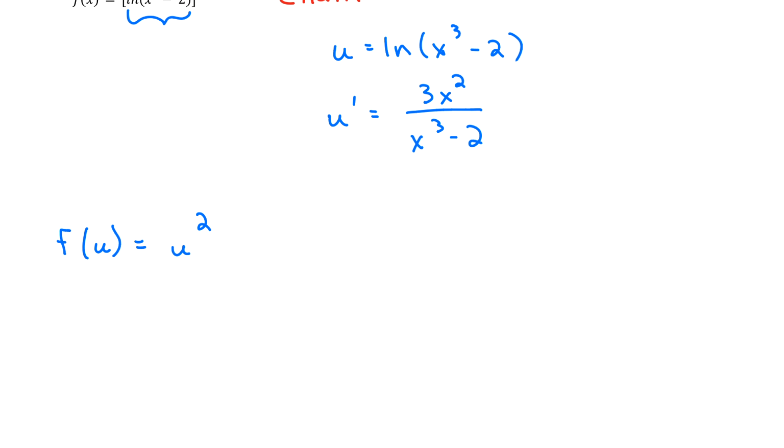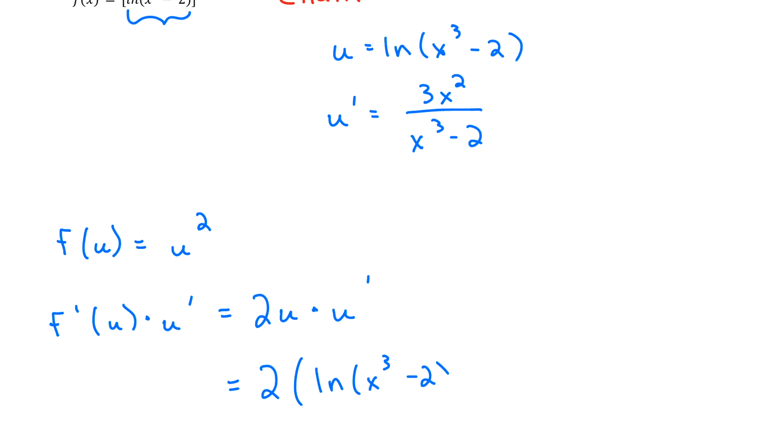So I'm going to go ahead and take the derivative now. For our chain rule, we know we need f prime of u, but we also are going to have to multiply by u prime. So the derivative of u squared, that's going to look like 2u times u prime. So at this point, all we need to do is go ahead and plug in our u and our u prime. So we're going to have 2 times u, that's natural log of x cubed minus 2, times u prime, 3x squared divided by x cubed minus 2.